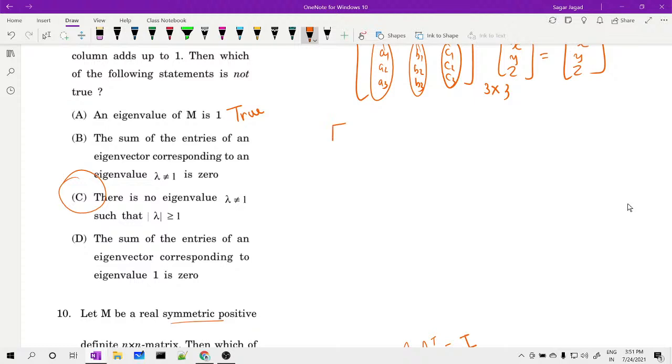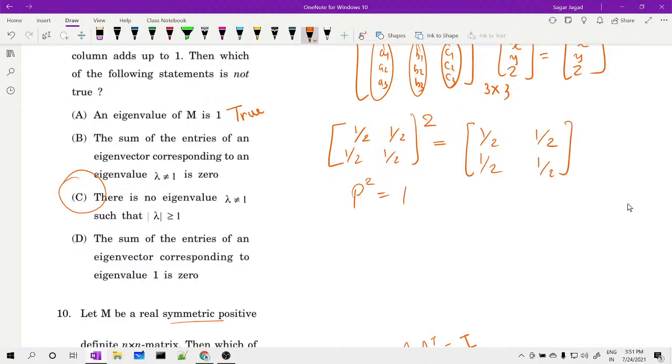So what I do, I just try to create something: 1 by 2, 1 by 2, 1 by 2, 1 by 2. So this is nothing but a matrix such that the columns add up to 1. If I consider this matrix, I think this is going to be a projection matrix. So let us just do the square of this. If you square it, it is half into half, the same thing. So it is half, half, half, half. That means my P square is equal to P. Therefore, P square minus P is equal to 0. Therefore, 1 and 0 are the eigenvalues.